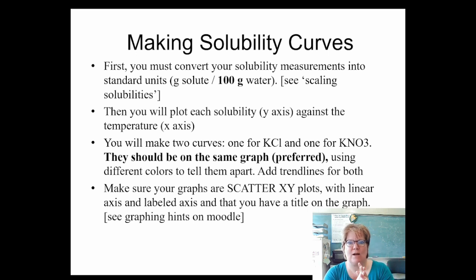And then I want to do KCl and KNO3 on the same graph. So I'm going to have 4 different series. The individual temperature, the average temperature for KCl, the individual temperature for KNO3, and the average temperature for KNO3. And that's going to be a little tricky. We're going to do scatter XY with 4 series. The average temperatures, I want you to add a trend line. So that's going to be a little bit trickier. We'll talk about that on the next video.